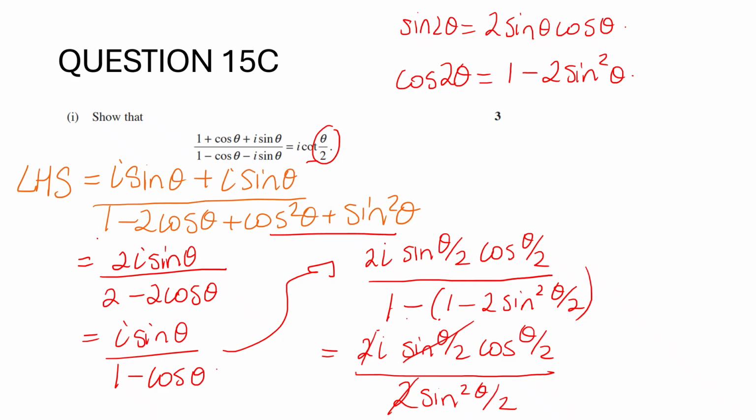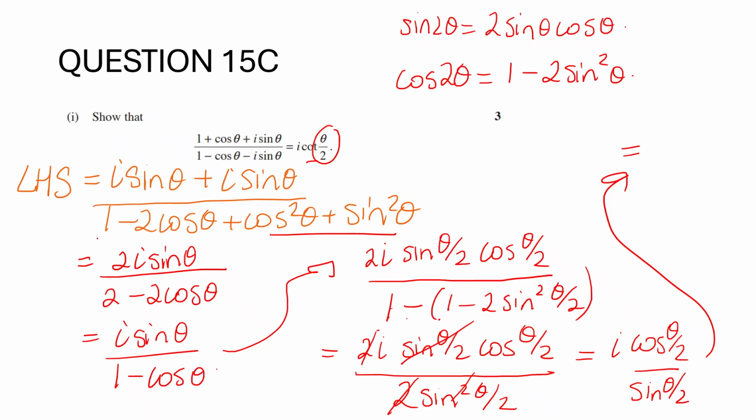This sine theta on 2 cancels with one of those, and I'm left with i cos theta on 2 over sine theta on 2, running out of room, which is equal to i cot theta on 2, which is equal to the right-hand side.